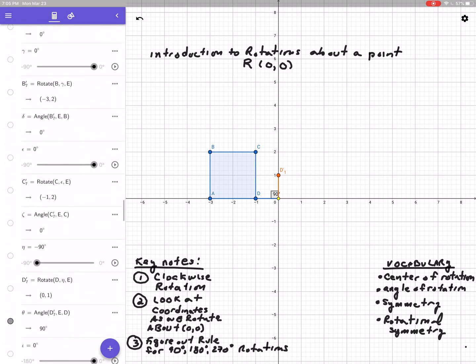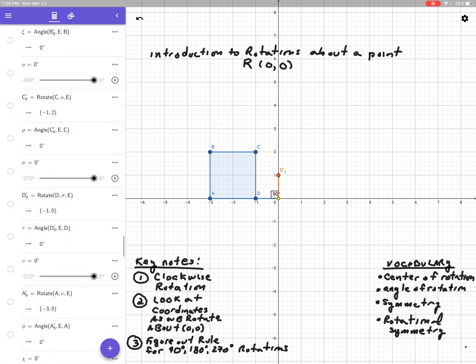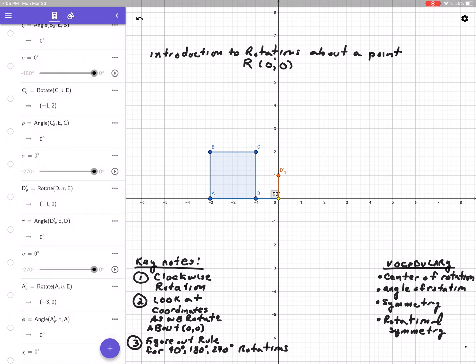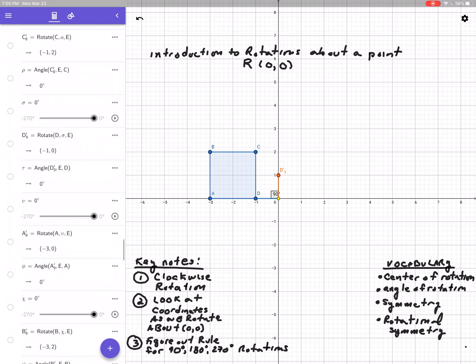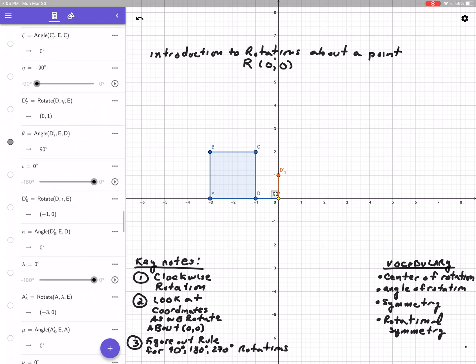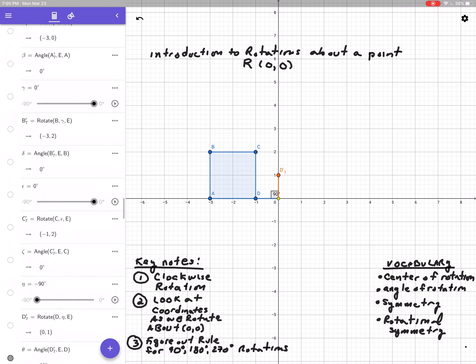I'm going to turn on another one of our points here, and get started. There we go. So I've turned on A1 prime, and I don't need to turn on its angle because you'll see that it is going to be 90, but I'm going to turn it on so you can see the actual rotation. And again, keep note that we're rotating clockwise.